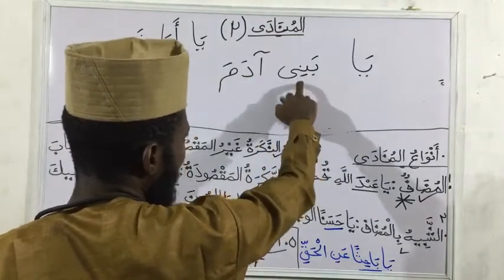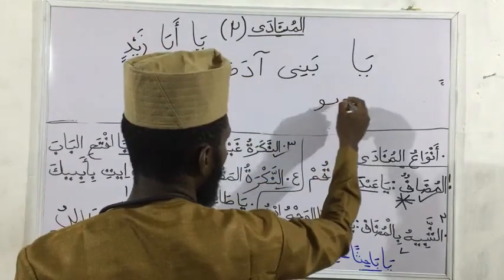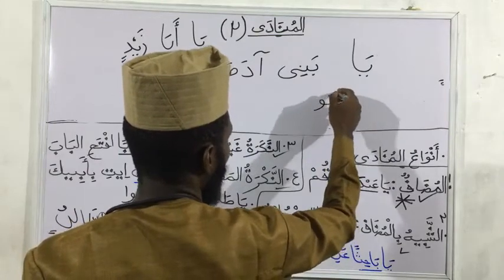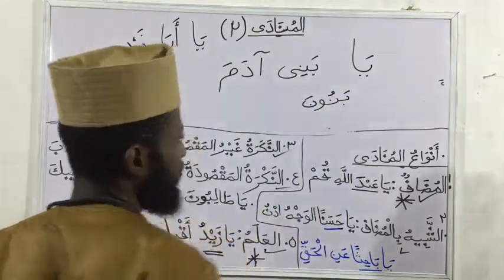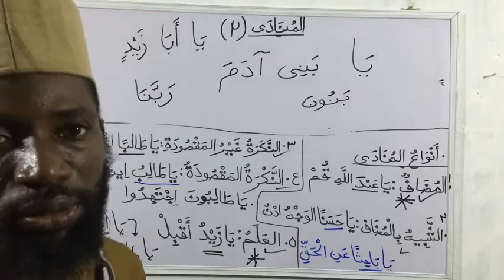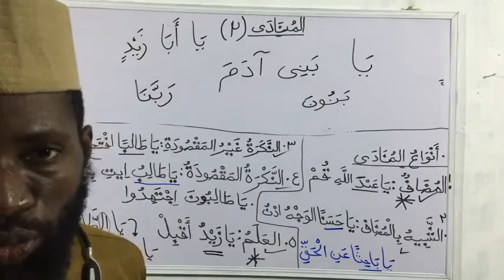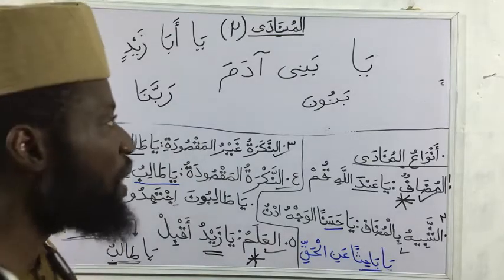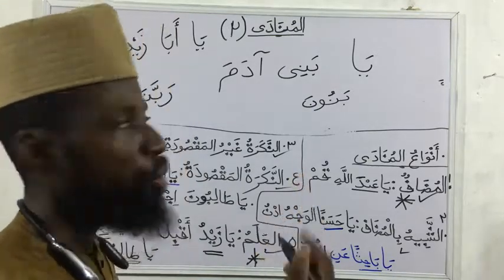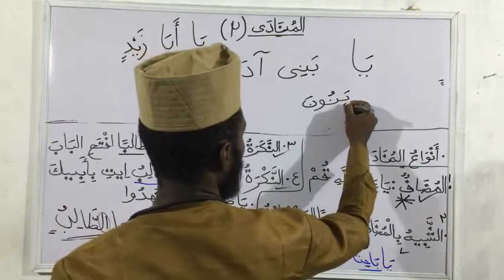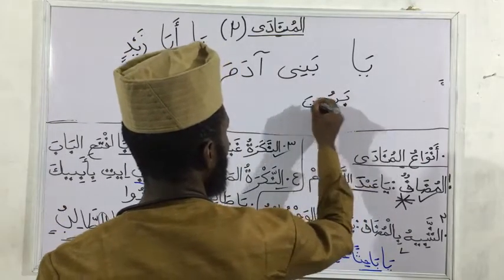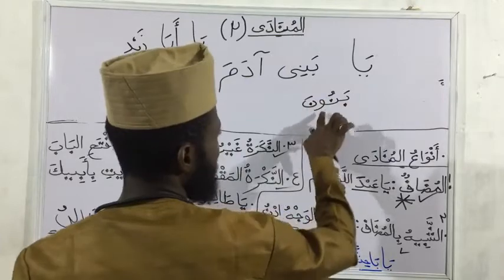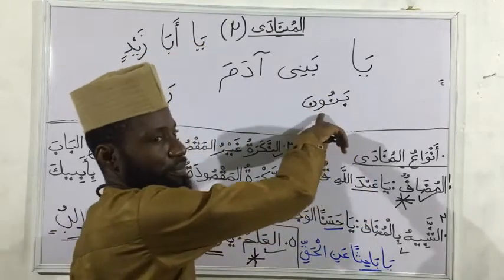The root of this bani is what? Banuna. Banuna. Can you see? Banuna. The singular is what? Ibnu. So Ibnu. The plural can come in two ways. The plural can be Abna'u, or the plural can be Banun. So this plural that is Banun, it is taking what? It is taking rofun with a wa.